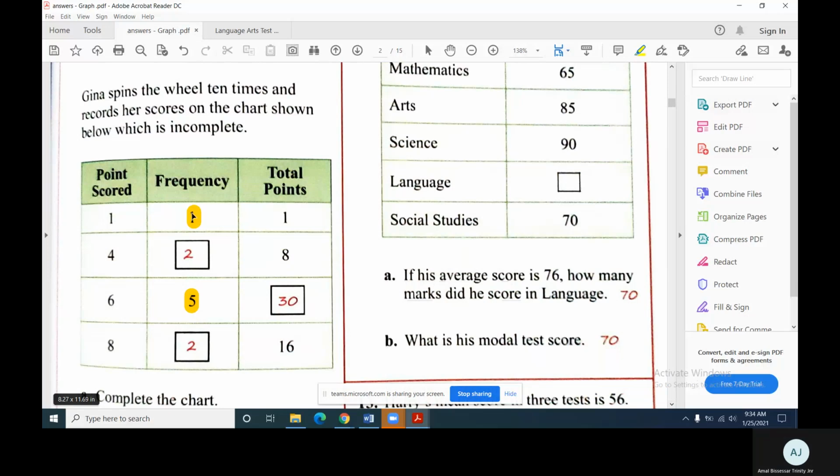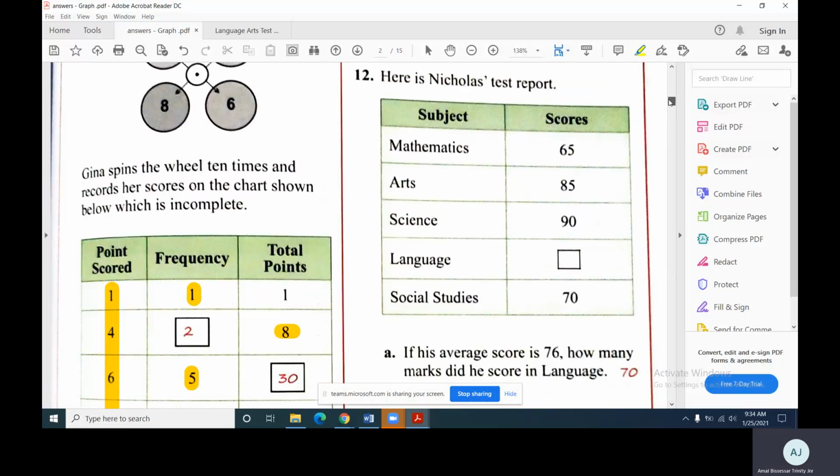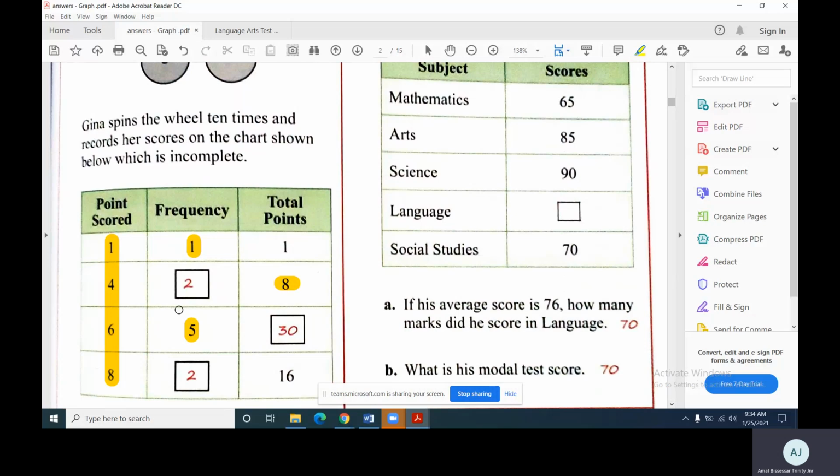She spins the wheel 10 times. These are the scores that she gets here, and these are the points that she would have totaled. So you have 5 and 1 is 6, 7, 8, 9, 10. How did they get the 2 and 2? Because of this one here. 4 points gives you 8. So 8 divided by 4 is 2.